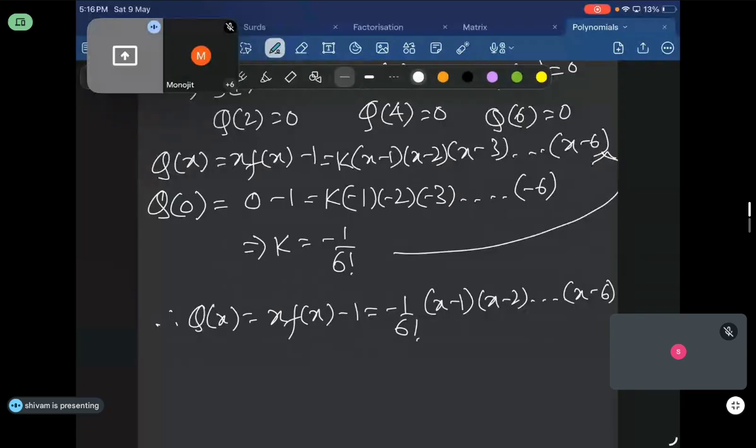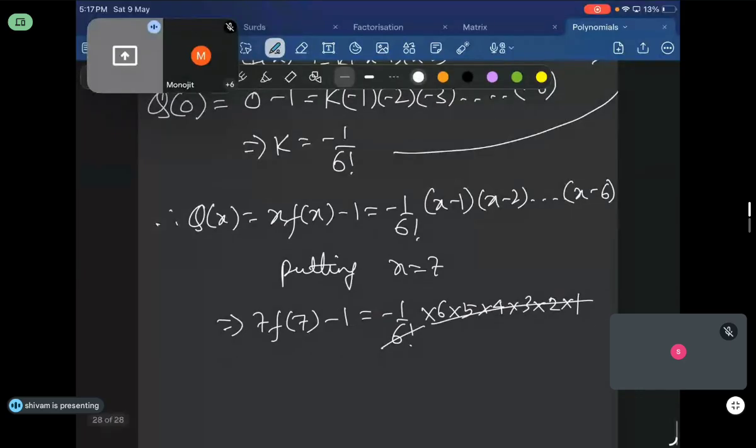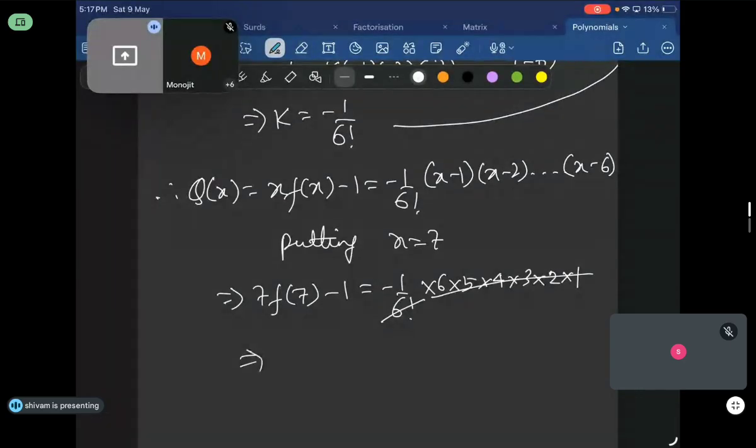This implies 7 into f of 7 minus 1 will be equal to minus 1 by 6 factorial into 7 minus 1 is 6 into 5 into 4 into 3 into 2 into 1. Sharita, you know that the product of the first n natural numbers is n factorial. You know this? Okay. So these two will get cancelled. Once these two get cancelled, you are going to get 7 into f of 7 minus 1 is equal to minus 1. So again, these two will get cancelled. We will get f of 7 is equal to 0 by 7, which is 0. Tell me, is it clear to everyone? Anyone having any doubt, you can ask me.